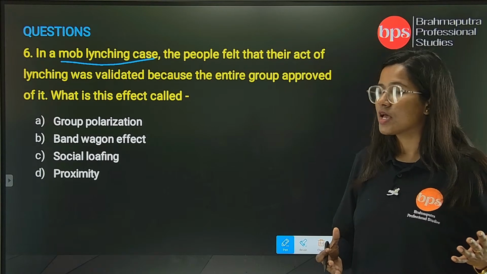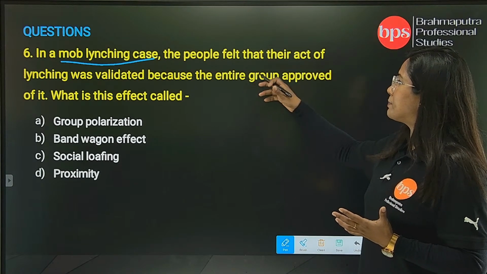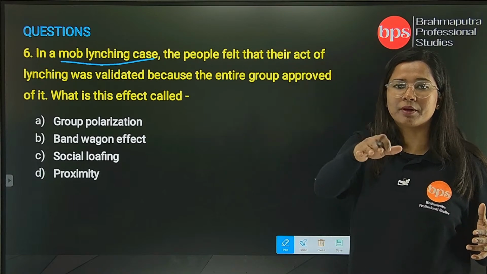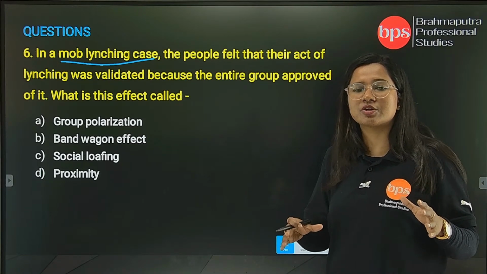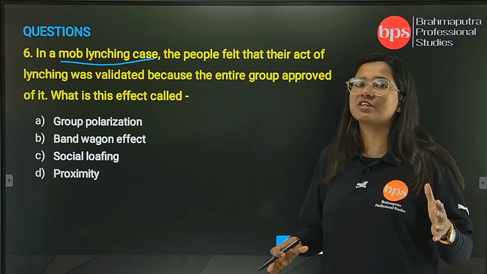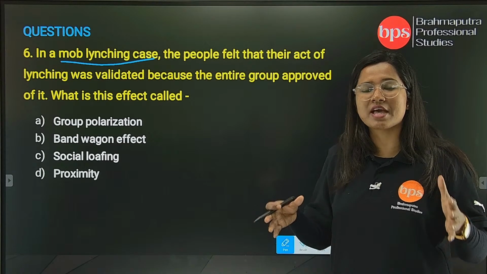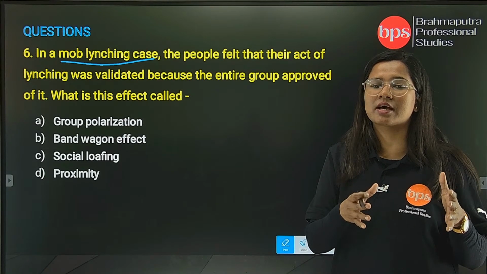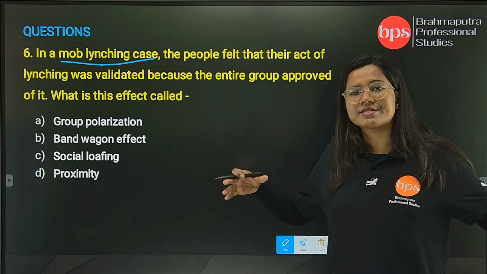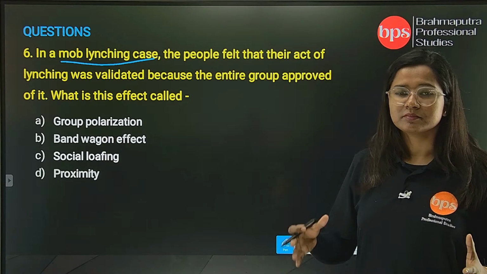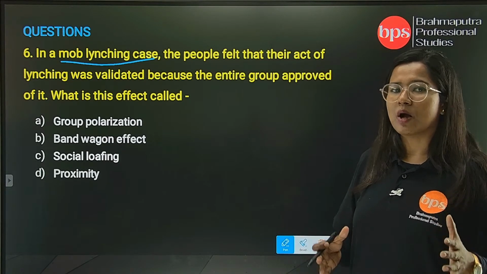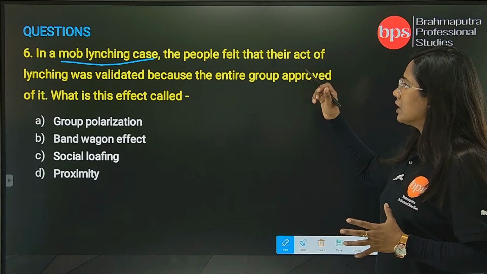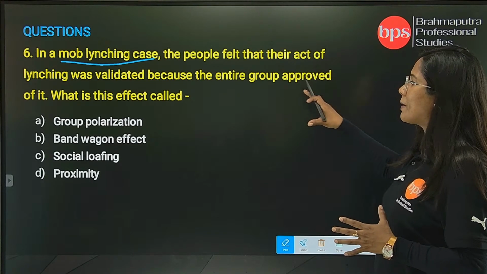Mob lynching. Okay? Now here the people felt that their act of mob lynching was approved. Here there is no one who will question why we are beating or giving such punishment to the person. That is not asked because everyone is validating or approving the scenario of beating a person because he committed a crime. So here everyone has taken law and order into their own hands. That is not justifiable according to our constitution. So let's move on to the question: lynching was validated because the entire group approved of it.